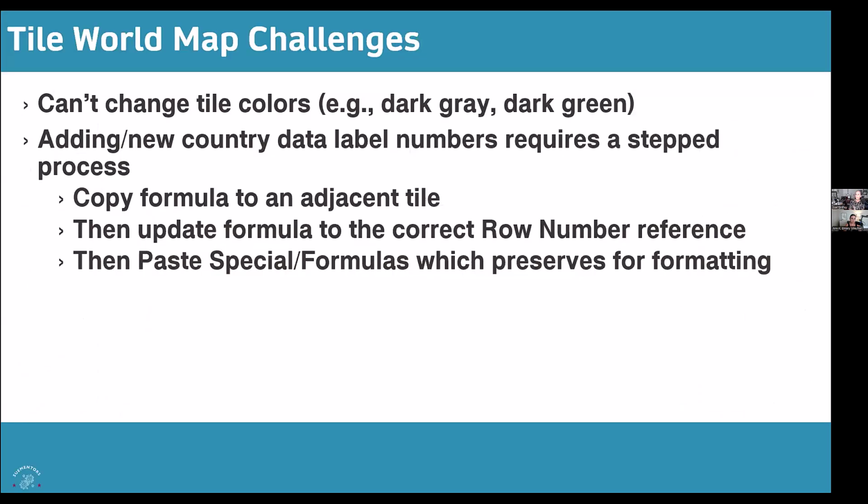Here are my challenges. I mentioned some of them. You can't change the tile colors in the dark gray and the dark green. It's really hard to read the writing in it, no matter whether it was black or I chose white, it's still hard to read. There's a stepped process I had to do to add new country data labels, so I can't update this automatically. The Excel one I could do more quickly because it's just a list of names and the counts that I got from the pivot table. But this is the three-step process I would have had to do.